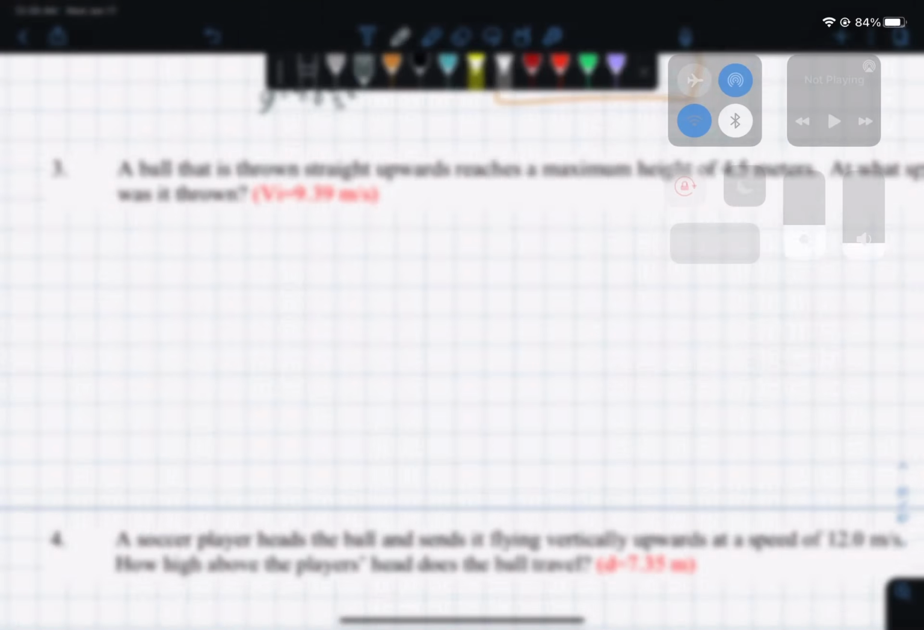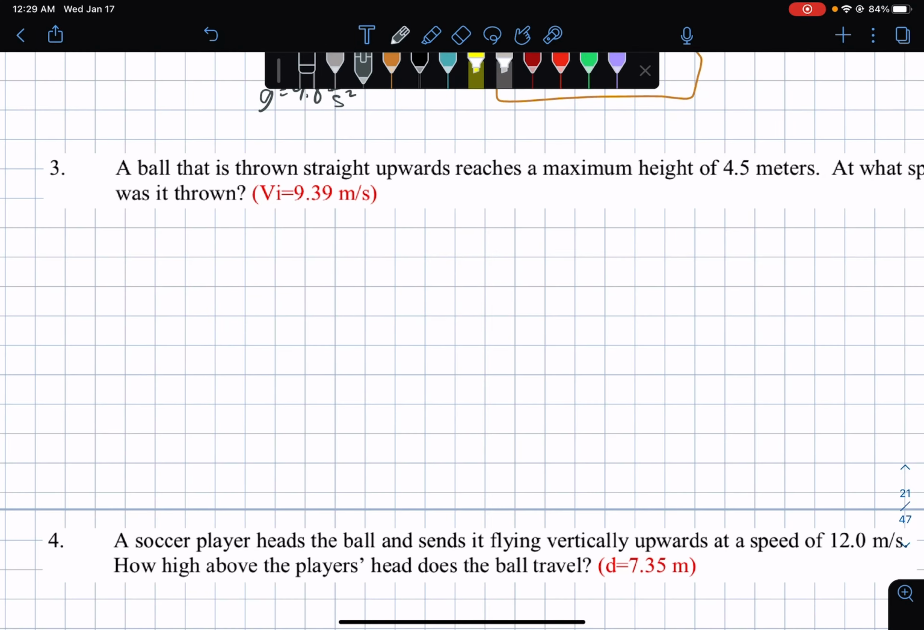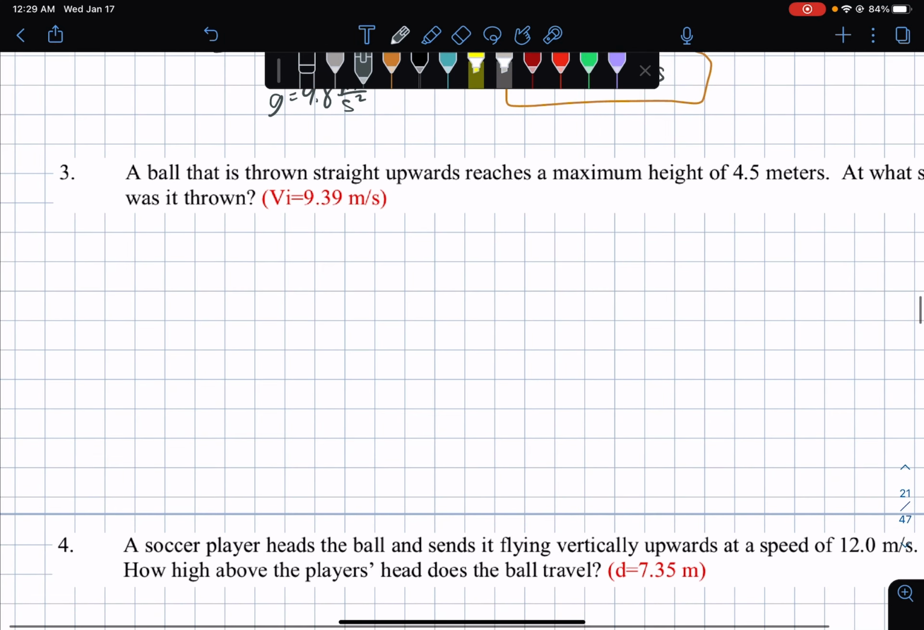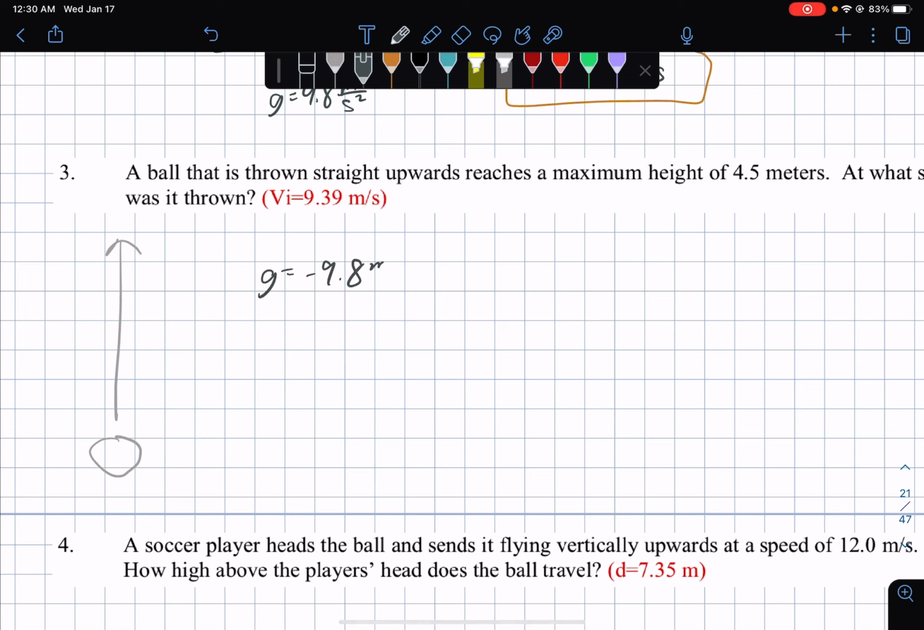A ball, sorry, is my microphone okay? Okay, good. A ball is thrown straight upwards, reaches some... Okay, so it's our first time to answer a problem related to a ball being thrown upwards. So as I said, the gravity, first things first, that's gonna be negative. We are going against the force of gravity, so it's right to say that the value is gonna be negative. So the maximum height of 4.5 meters, that's gonna be the distance.